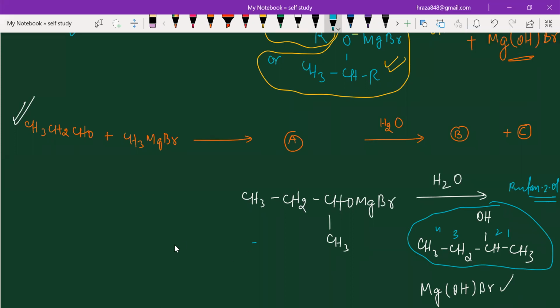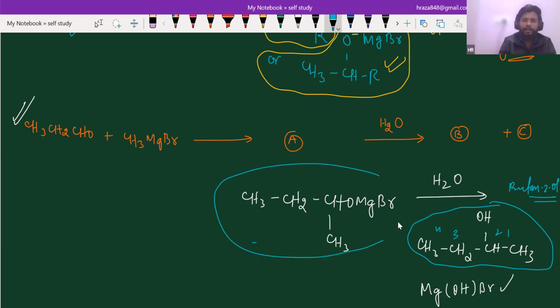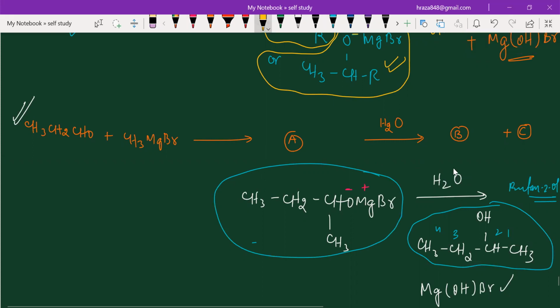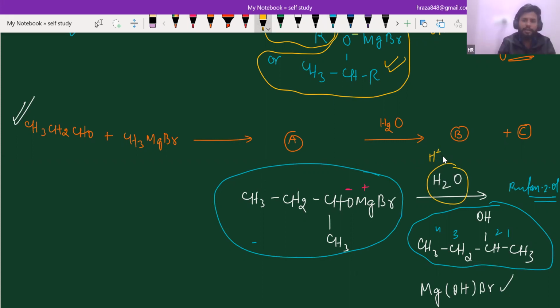Sir, I got till that. After that, how did we get the final product from the previous step? See, you got this, right? Yes, sir, that I got. So you can see this O will have a negative charge and this will have a positive charge. Now H2O has two parts, that is H plus and OH minus. H plus, where will it go? It will go to this oxygen.